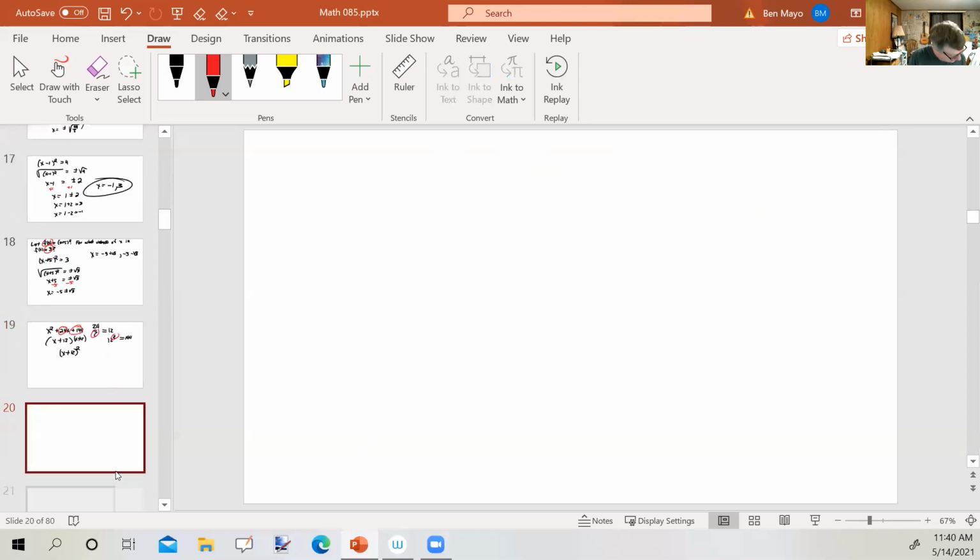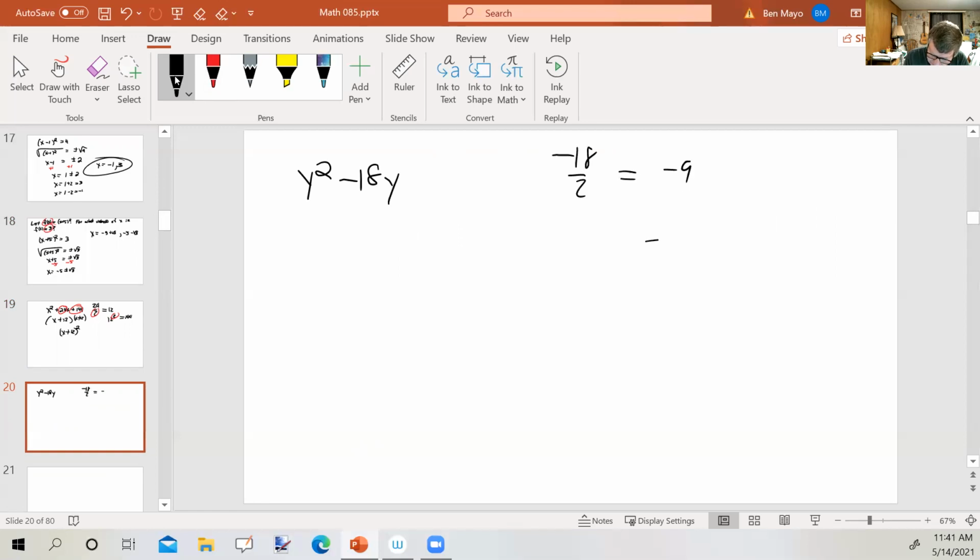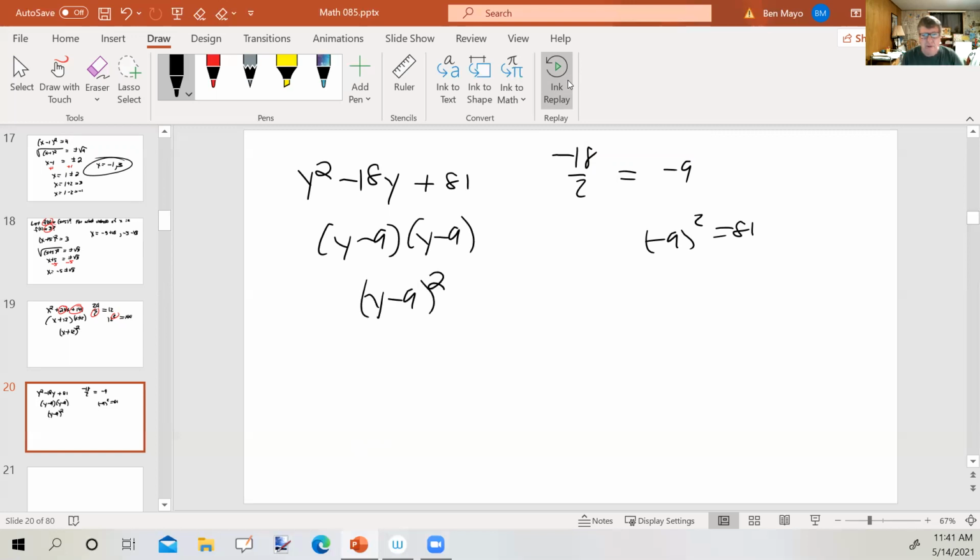Okay, let's look at another example. Let's say I've got y squared minus 18y. Again, the coefficient of y squared is a 1. That's important. The coefficient of y is negative 18. So I'm going to take negative 18, cut it in half, square it, and add the result to make a perfect square trinomial, which now factored would be y minus 9 times y minus 9, or y minus 9, the quantity squared.